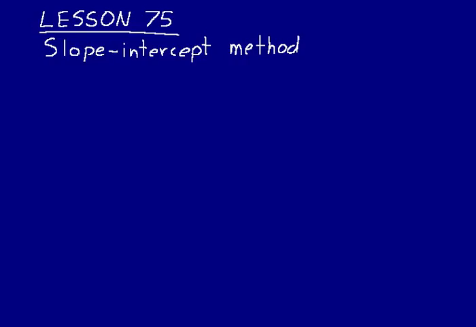Lesson 75 is about the slope-intercept method for determining the equation of a line. Now, up to now, you've been graphing lines based on an equation of a line that's been given to you, and it may have a form like this, or it may have a form like this, or something else. In all of them, though, there's always an x variable, a y variable, and then a constant.